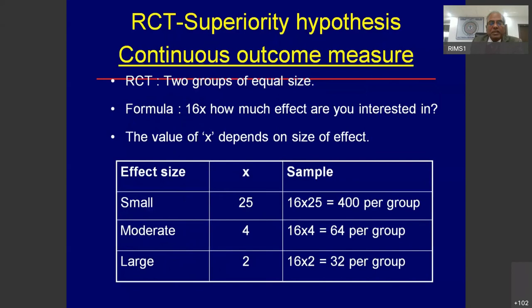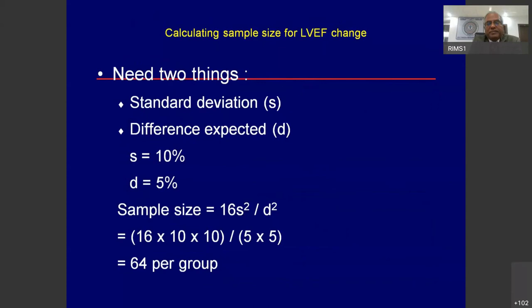Now you have to see that in this formula, S square by D square, one can even write S by D whole square. So 16, of course, is separate. But S by D, both are square, so we can have one square which is covering both. And what is S by D? We discussed just now. S is standard deviation divided by D is difference. Anybody can see from what we have discussed?